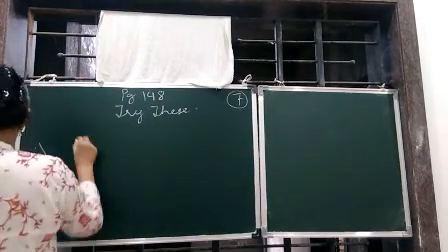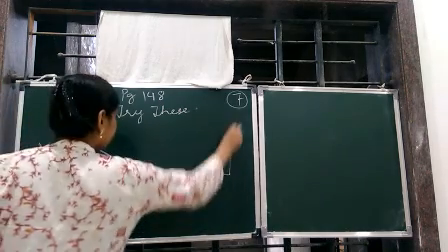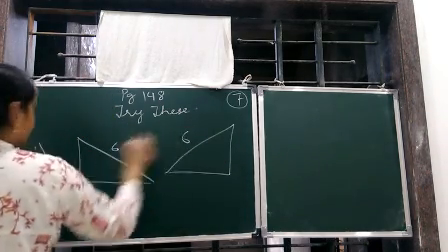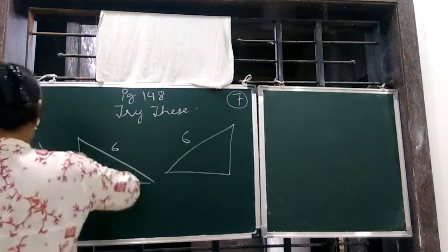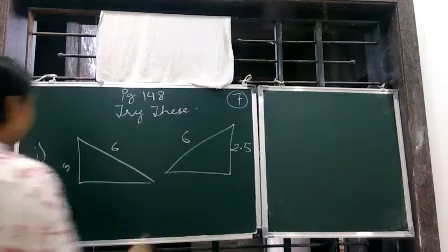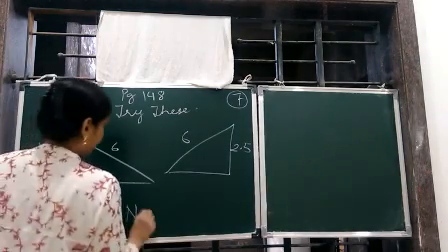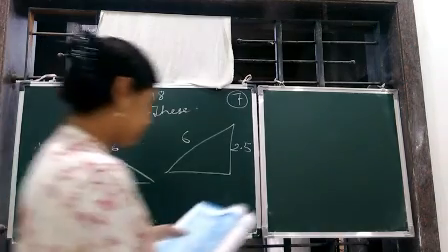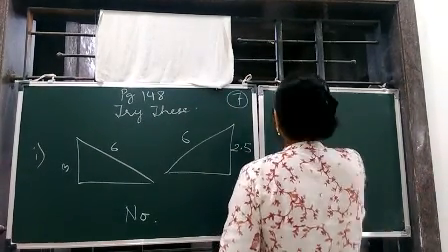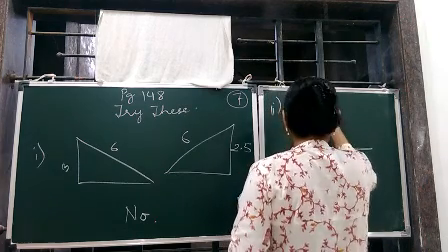So, the first one. The hypotenuse is equal, but only one corresponding side is given, that is only the perpendicular, which is not equal. So, directly you can write no. Then we go to the second one. I will make the triangle.